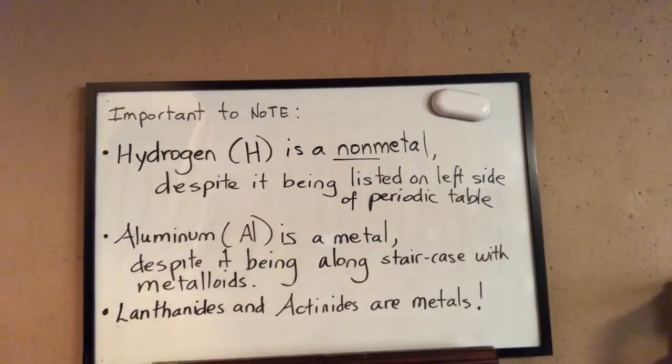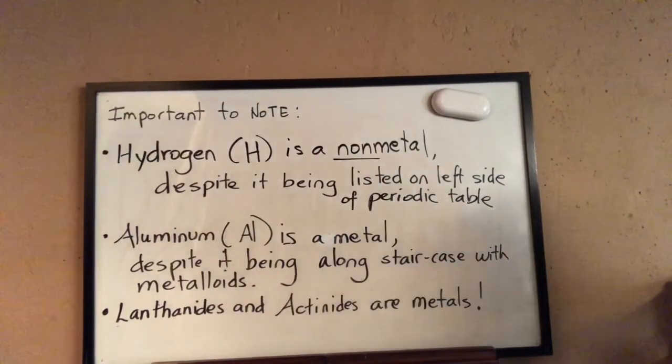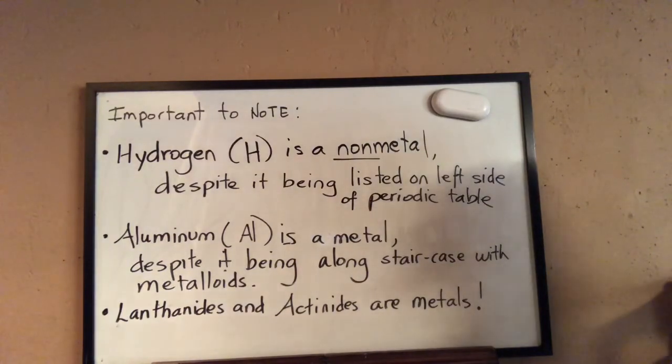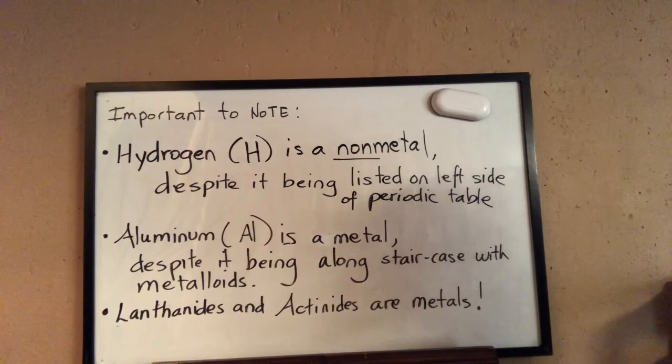Just to reiterate some important things here, hydrogen is a non-metal, despite it being listed on the left side of the periodic table, along with all of the other metals. It is a non-metal. Hydrogen is a gas. We'll learn a little bit later on why it is listed where it is listed.